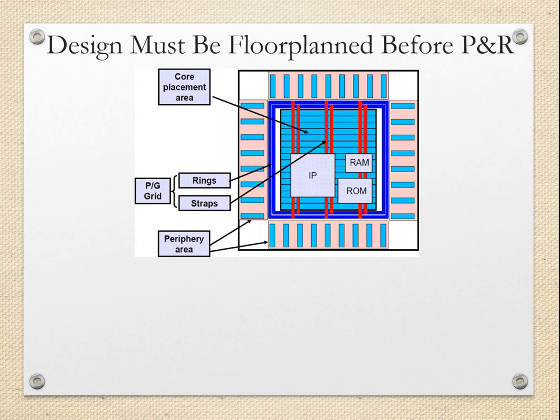The CAD tools are used for preparing the floor plans because it is an iterative process. Manually placing the blocks and checking the interconnections would be a very time consuming and tedious job. So these CAD tools perform the different steps of system partitioning, floor planning, placement, global routing and then detailed routing.